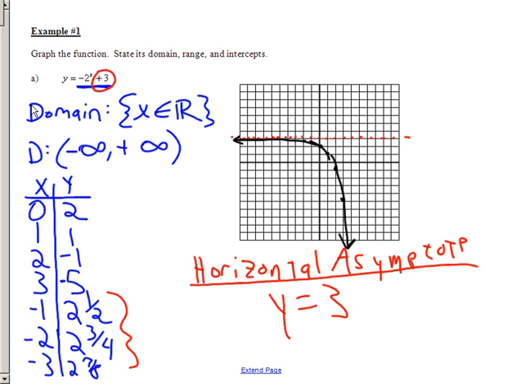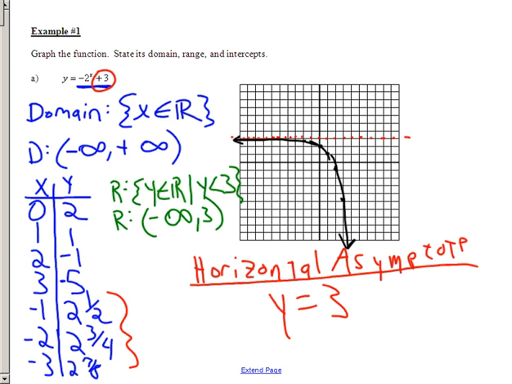If we look at the range of this situation, y is the element of all real numbers such that y is less than the asymptote of 3. It will look like this in interval notation, -infinity to 3, parentheses. Okay? So we got the domain, the range, the intercepts.